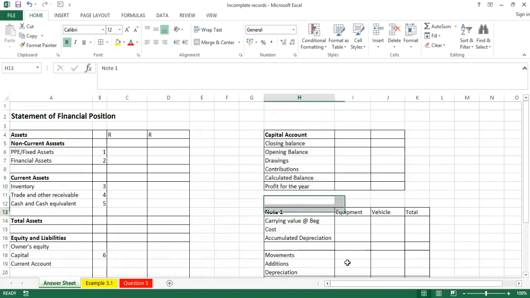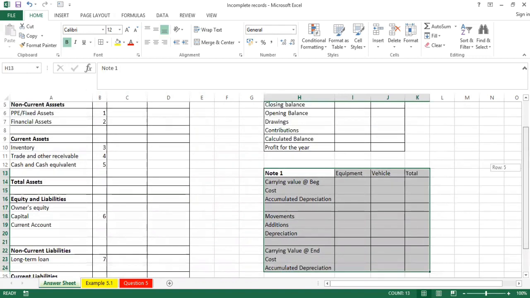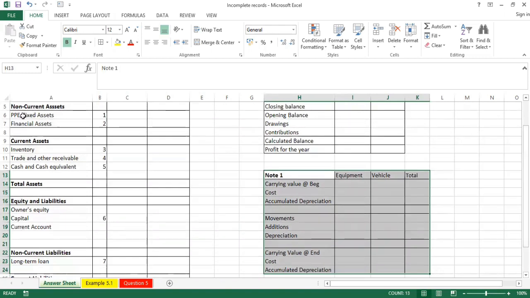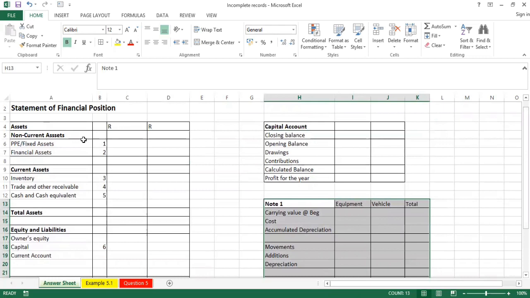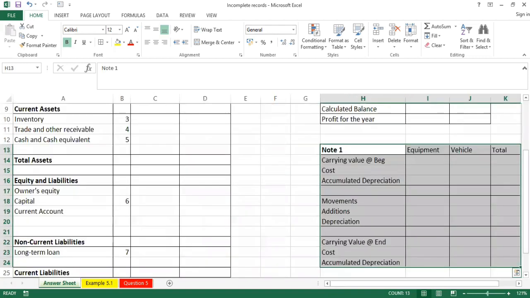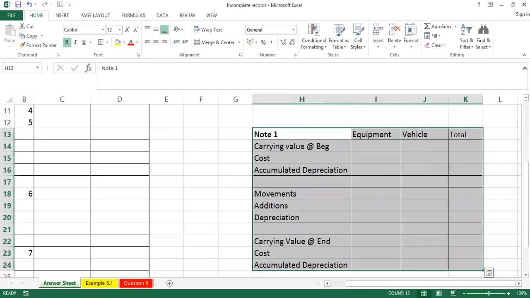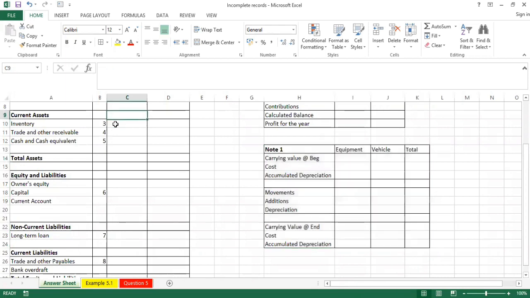Then we have note number 1. Note number 1 uses this structure to finish off the PPE, which is property, plant, and equipment, or you can just call it fixed assets. So we're starting with our balance sheet. At the beginning, we'll start with our fixed assets.